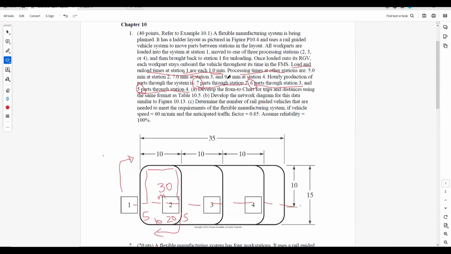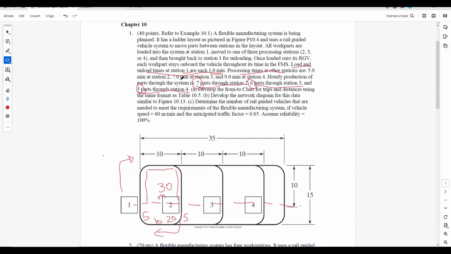Let's say this is TP. Okay, so processing time, 5 minutes at station 2. So how many parts are there in station 2? 7 parts, and for each part it takes 5 minutes. Okay, so processing time at each station.